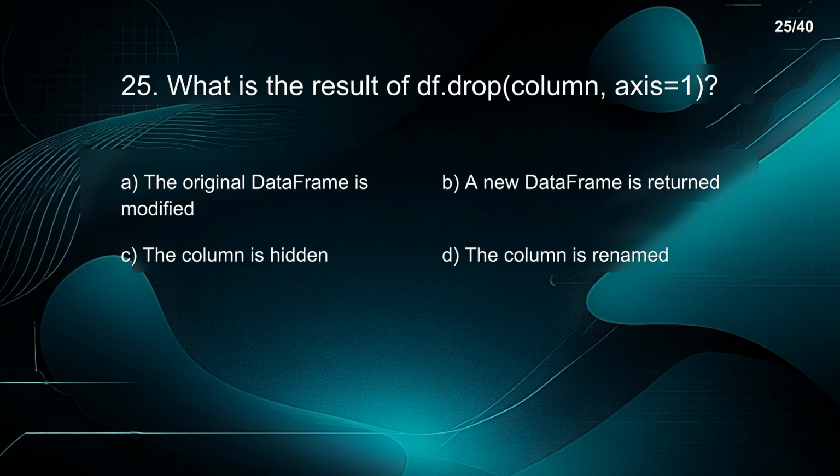25th question. What is the result of df.drop(column, axis=1)? A. The original data frame is modified. B. A new data frame is returned. C. The column is hidden. D. The column is renamed. Correct answer is B. A new data frame is returned.